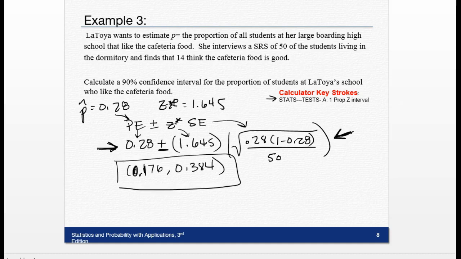So what does this confidence interval even mean? Well, it means that we're 90% confident that the true percentage of students who like the cafeteria food is between 17.6% and 38.4% of students. All right, that's where we're going. We're going to interpret these intervals in the next lesson, but right now I want you to focus on just calculating them.